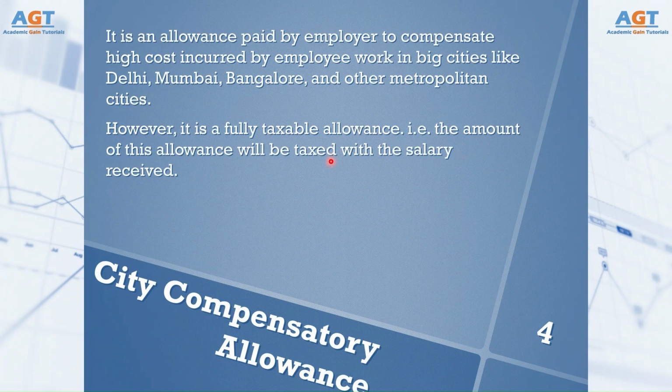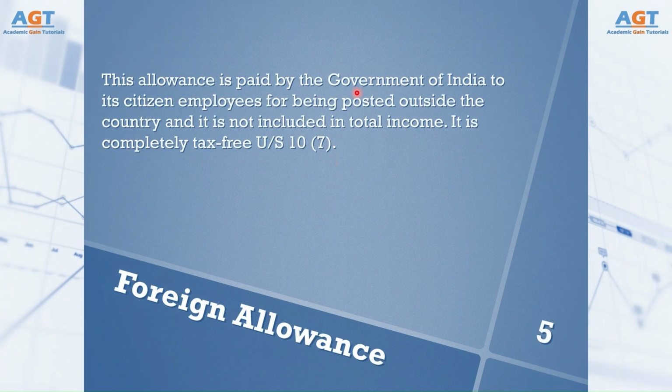Number 5. Foreign Allowance. This allowance is provided to government employees posted outside India. It is fully tax-free under Section 10(7). It supports employees in managing the additional expenses of living abroad.